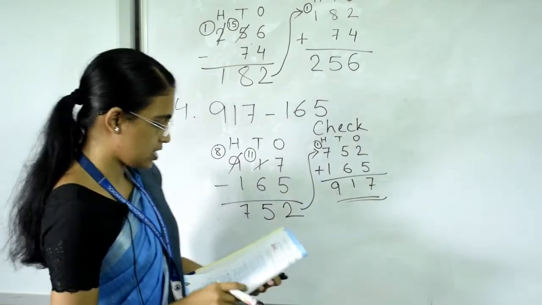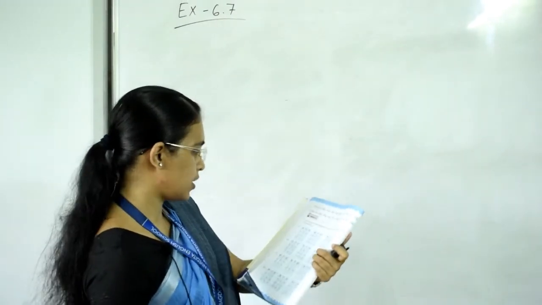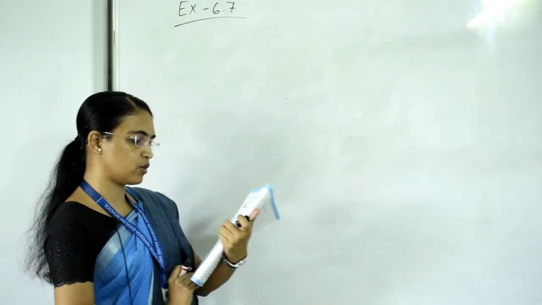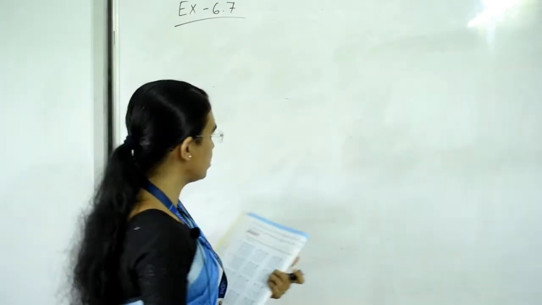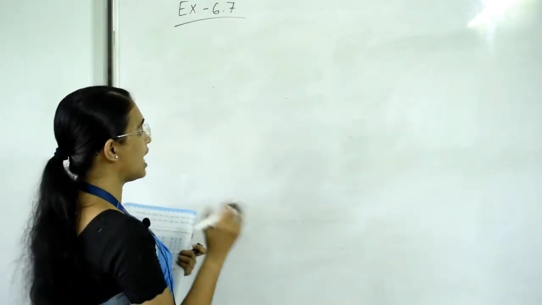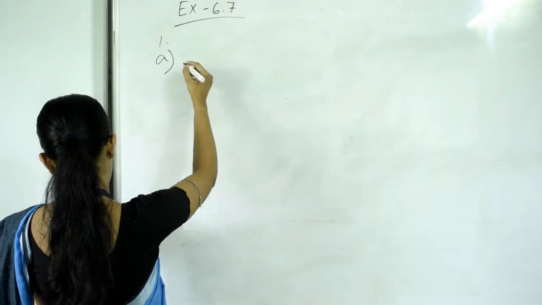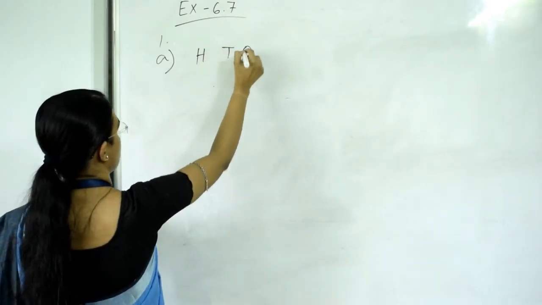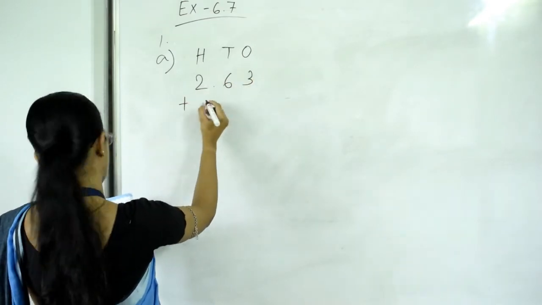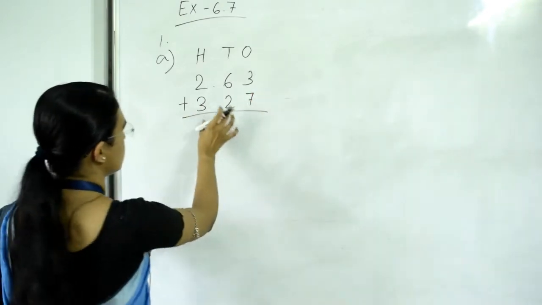Now come to page number 78, exercise 6.7. Here the first question is: find the sum of the addends and then subtract the addends from the sum. Now we know how to check subtraction, and now we will do addition. So question number 1A: 263 plus 327. We have to find the sum.